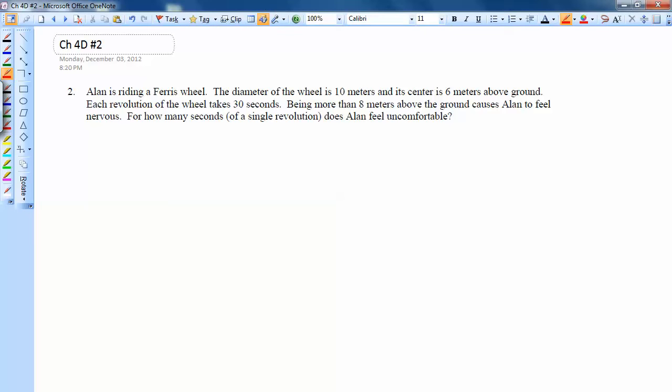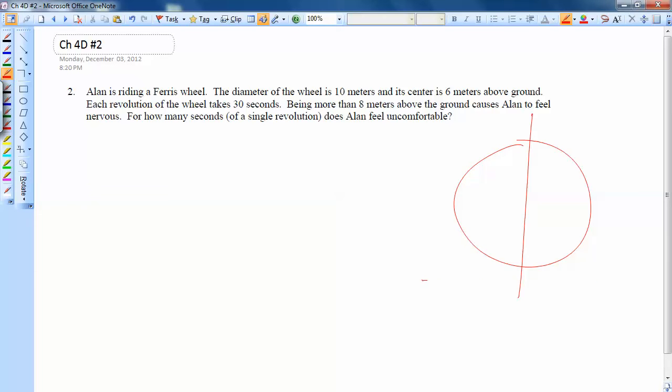Okay, so in this problem, number 2, chapter 40, we got a Ferris wheel, and the Ferris wheel's diameter is 10 meters, so the radius is 5. Let me draw that a little bit better. So this is 5 up here, this is 5 right here. The center is 6 meters off the ground, so there's an extra 1 unit there.